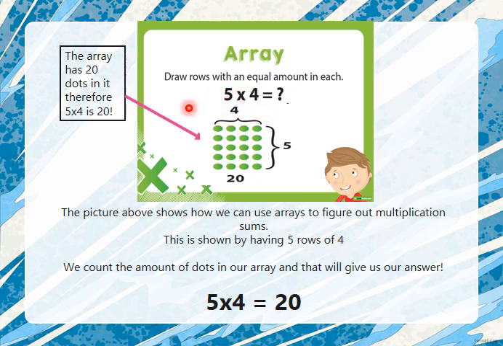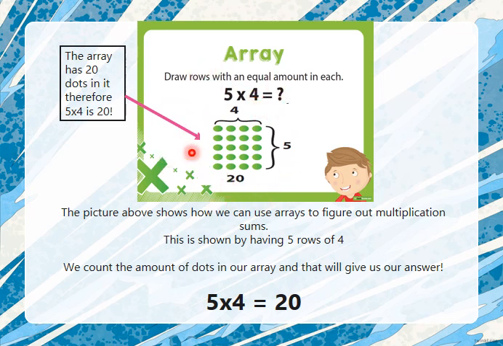Let's have a look at our rows. So we have 5 rows here. 1, 2, 3, 4, 5. These rows go across. Inside those rows we have 4 dots. 1, 2, 3, 4. 5 rows with 4 in each. 5 times 4. Now how do we get our answer from this array?